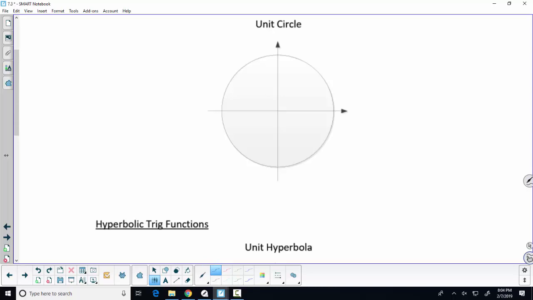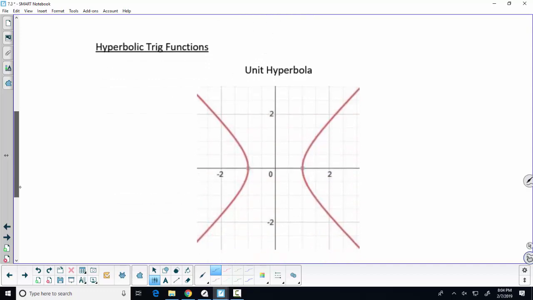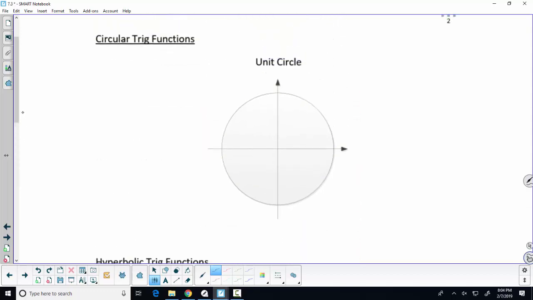But the analogy to the circular trig functions comes from the unit hyperbola. So just like on the unit circle, when we measured this angle here, we call it theta or t or something, we said any point xy on the unit circle can be found in terms of sine and cosine, right?